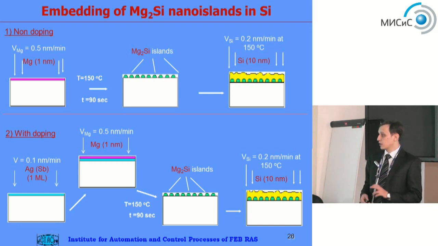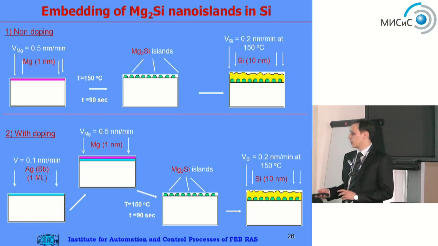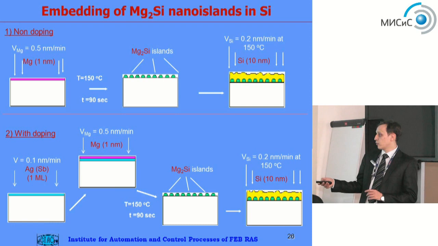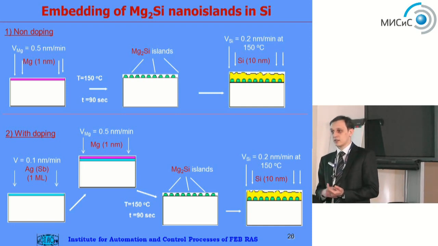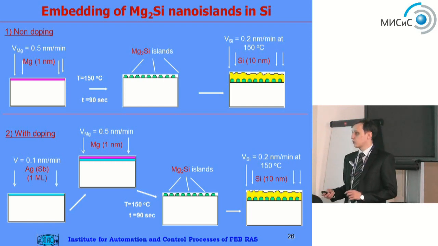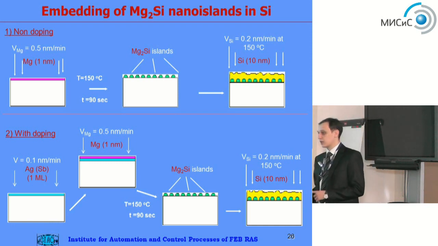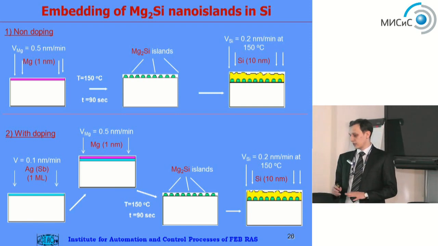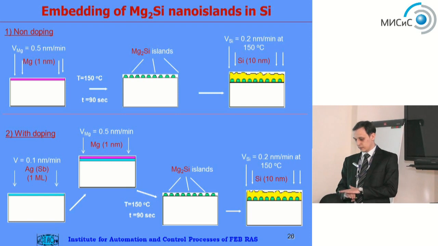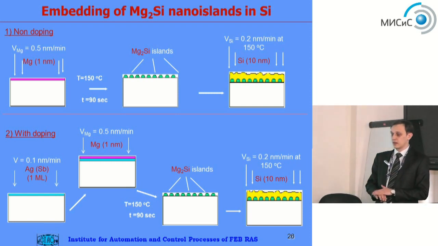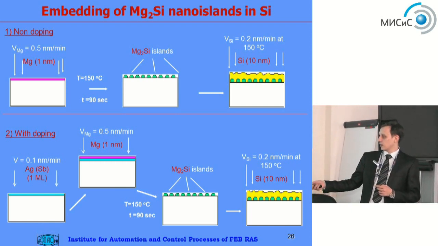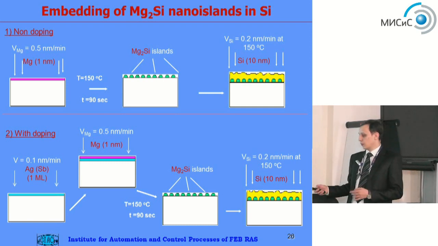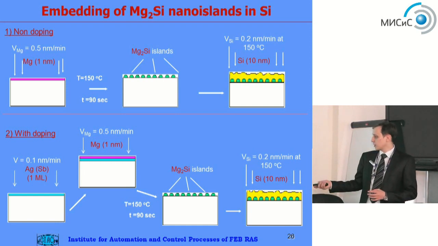Firstly, we evaporate a very small thickness of argentum or stibium, about one monolayer, and then evaporate magnesium silicide. Why? Firstly, we evaporate the doping material and then only evaporate the silicide material. It's known that magnesium, like chromium, iron, calcium, manganese, are materials which at first come to the surface, start to react immediately and go under the layer. There we have a mixed layer between the doping layer and the silicide layer, and then after annealing, our doping atoms must be in the silicide. And after that, we also evaporate silicon.